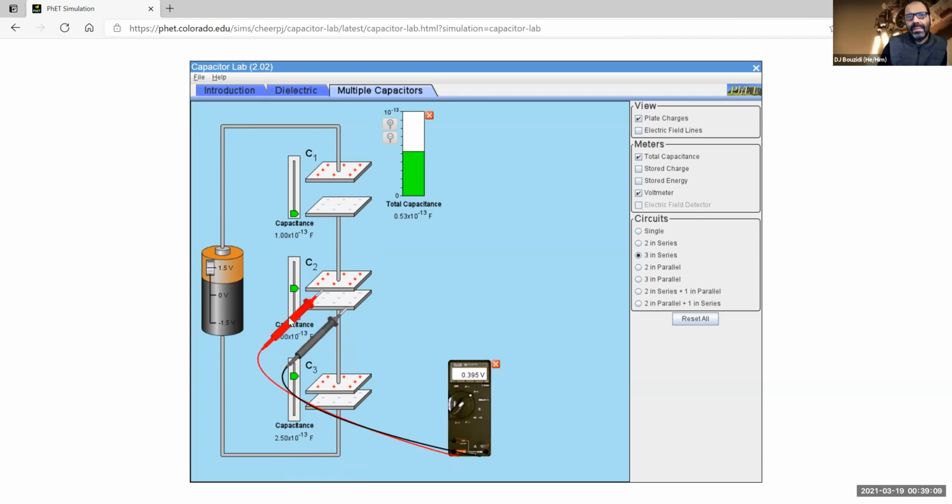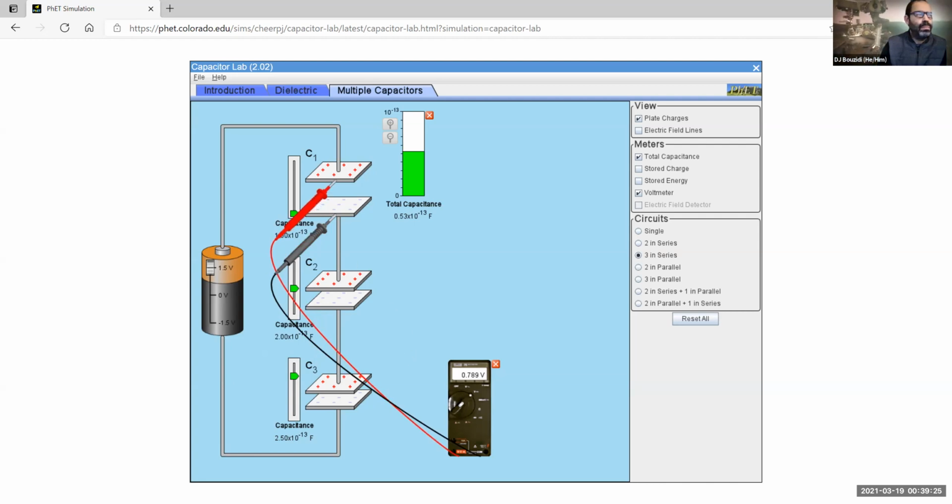This one has 0.39 volt. So I'm going to add 0.39 volt. And this one should have more voltage, actually, than the other two because of smaller capacitance. 0.789. When you add these numbers, it comes exactly to 1.5. So the voltages are not the same, but they add up to the sum of all of them, which is 1.5, okay?